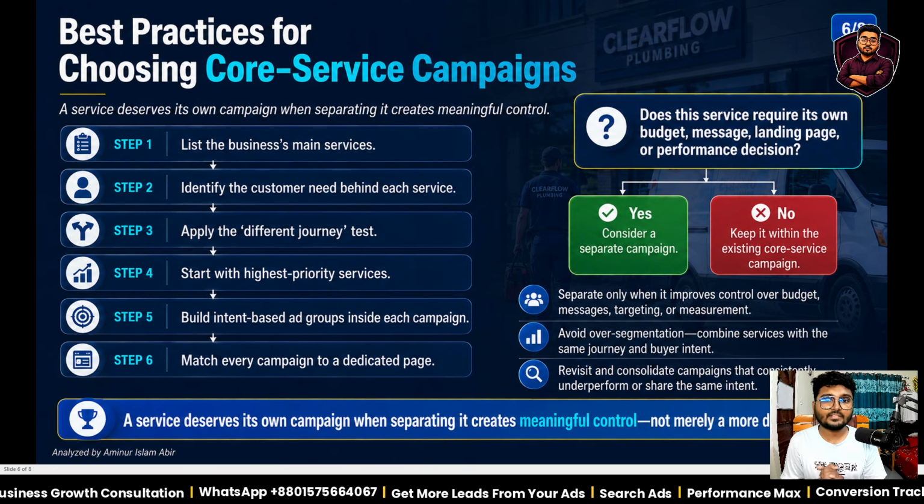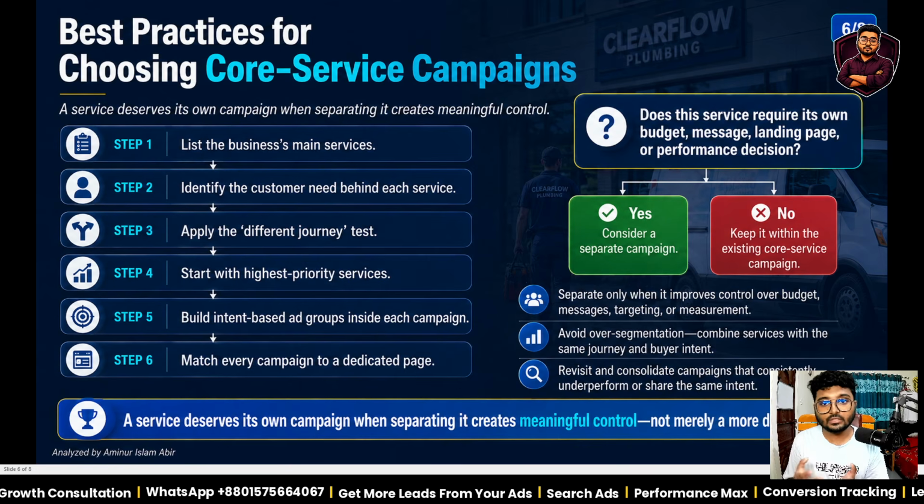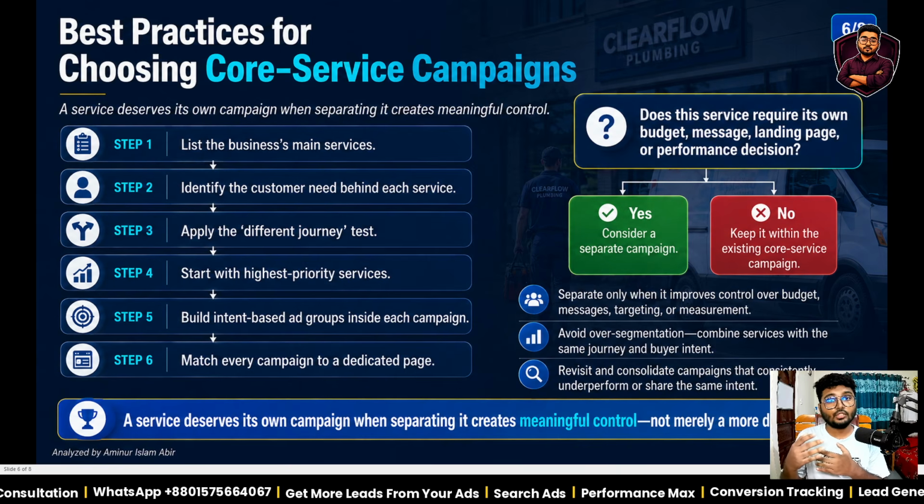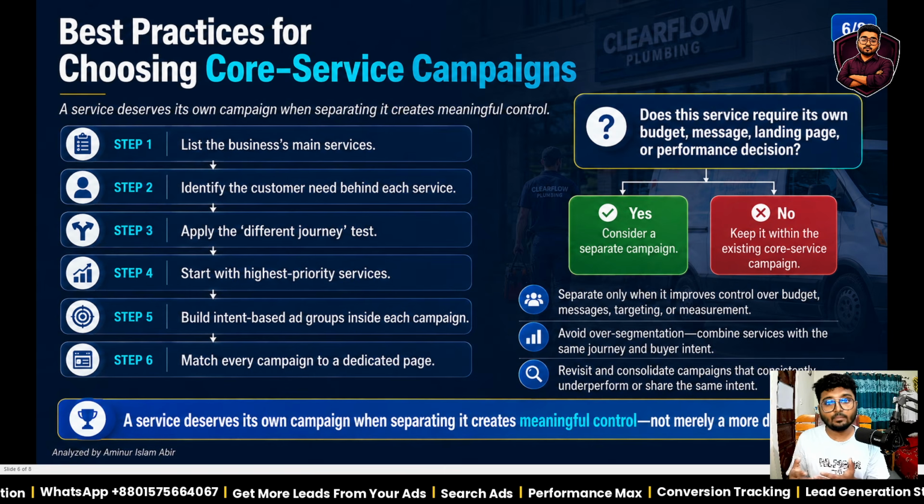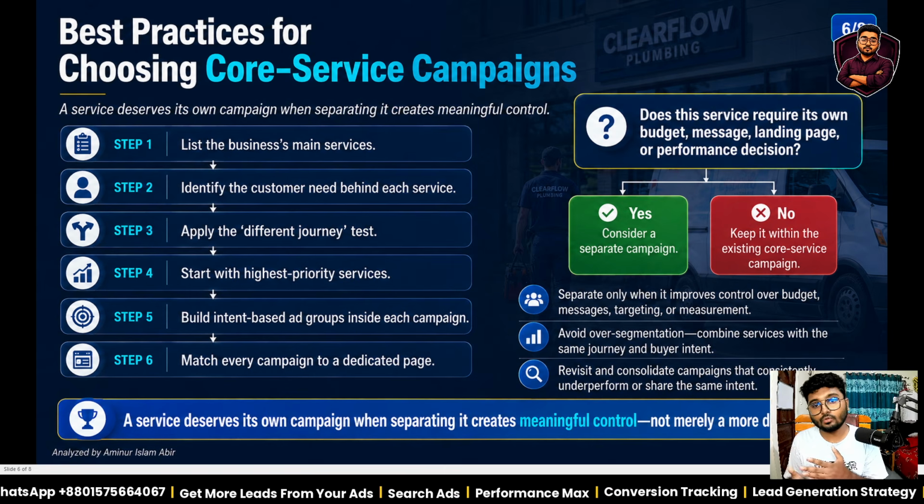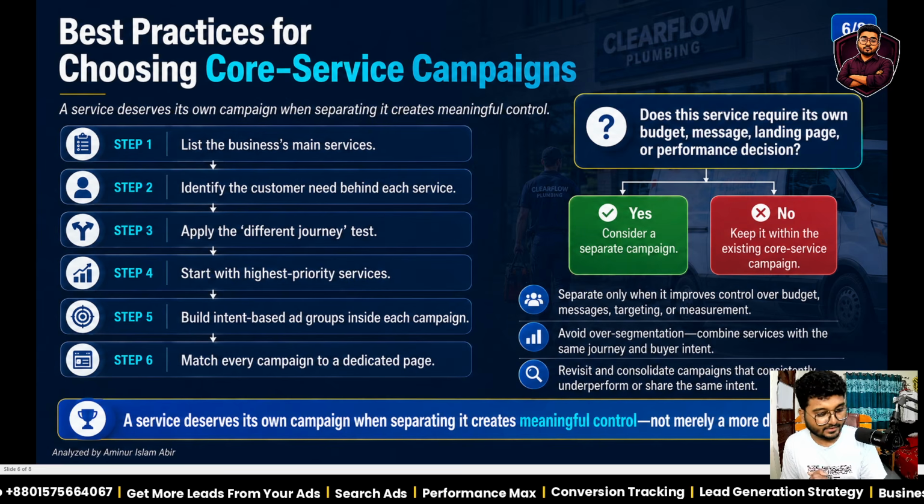The sixth step is to match each campaign to dedicated landing pages. The page should continue the same service, problem, benefit, proof, and CTA, introduced by the search and ad.